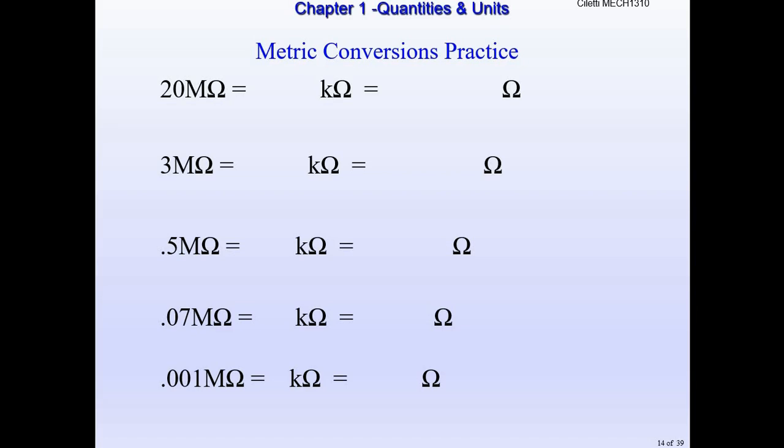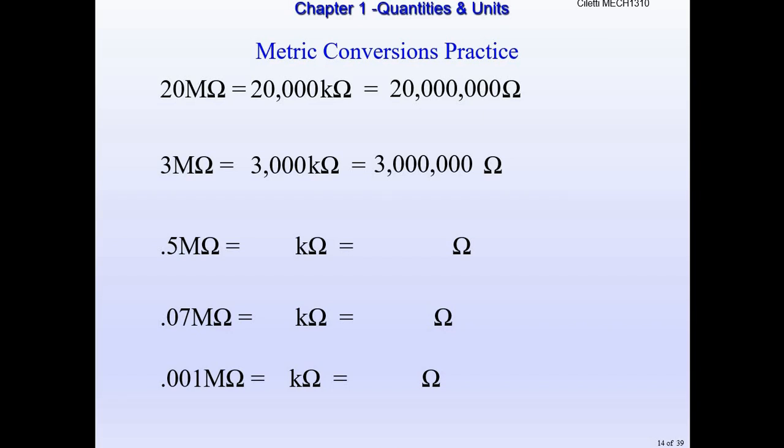So we got 20 megaohms is equal to what? 20,000 kiloohms. I had to move the decimal to the right 3 places. Now to go from kiloohms to ohms, that decimal is 3 places as well. So I got to go 3 more places to the right. So 20 megaohms is the same as 20,000 kiloohms, which is the same as what? 20 million ohms. Alright, let's do the next one. We got 3 megaohms, which is 3,000 kiloohms, which is 3 million ohms of resistance.